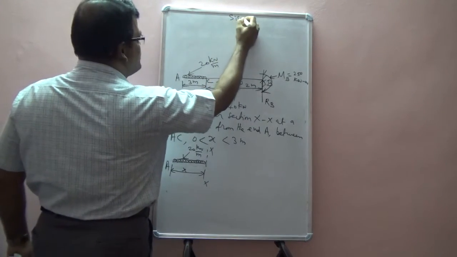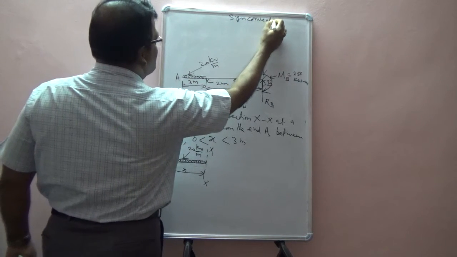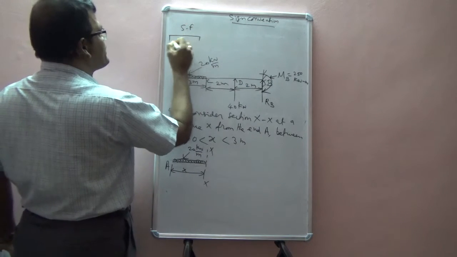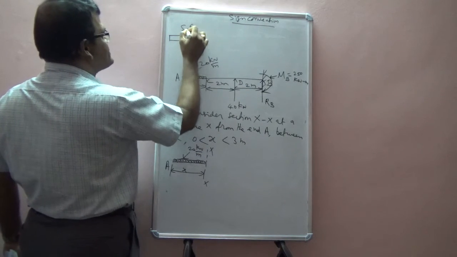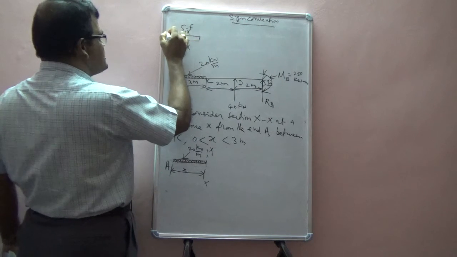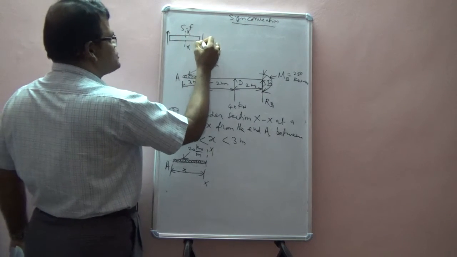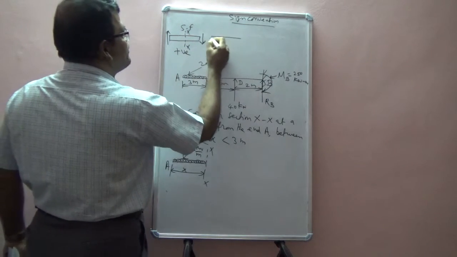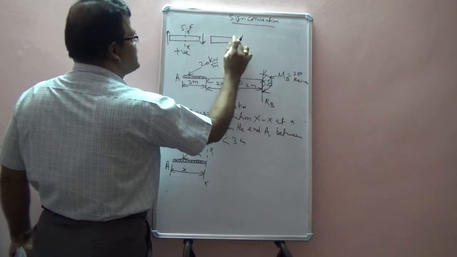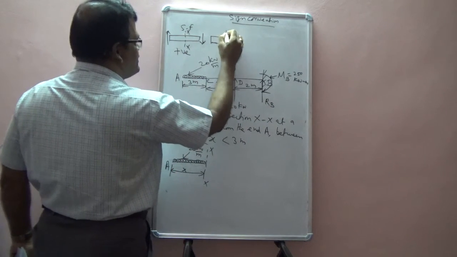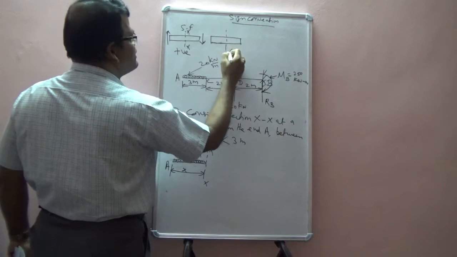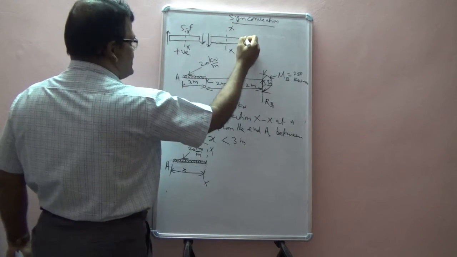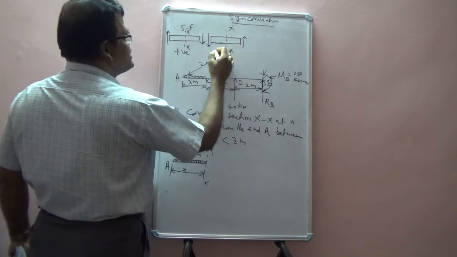Okay, so the sign convention for shear force, you have the beam. Consider section XX. If the left side force is acting upward and the right side force acting downward, it is considered to be positive. If I consider the section XX, the left side force acting downward and the right side force acting upward is considered negative shear force.